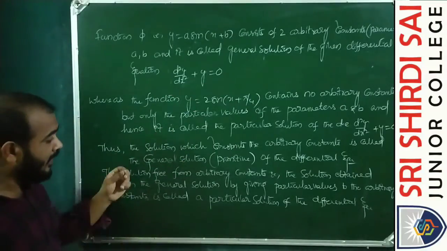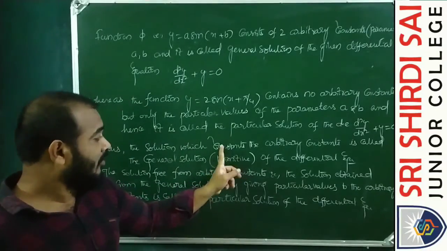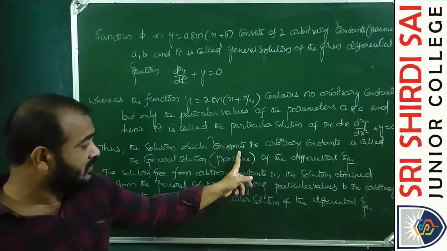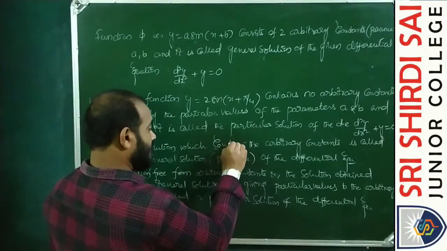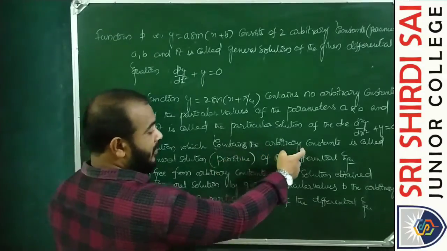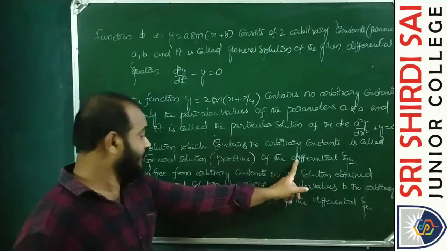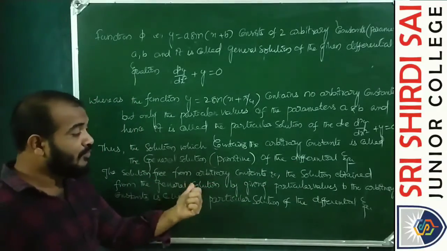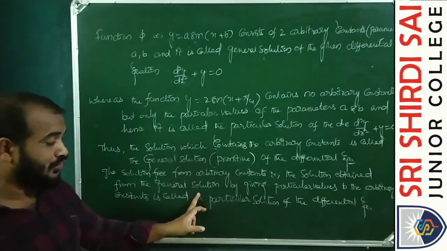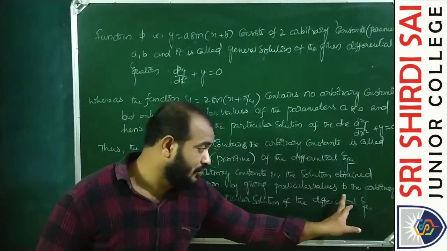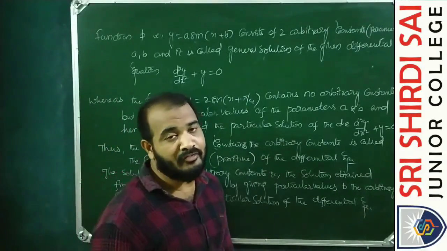Thus we can arrive at a conclusion: the solution which contains the arbitrary constants is called the general solution or primitive of the differential equation, and the solution free from arbitrary constants, that is, the solution obtained from the general solution by giving particular values to the arbitrary constants, is called a particular solution of the differential equation.